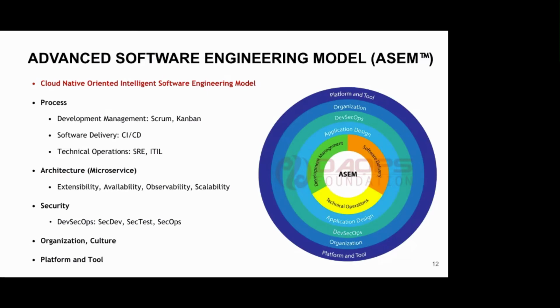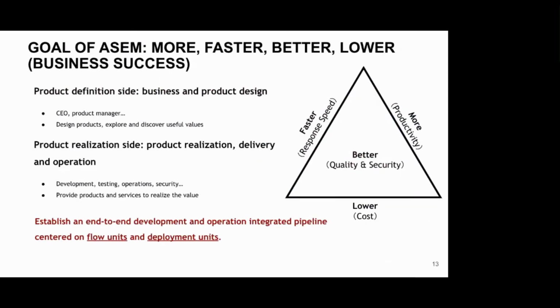Okay, so this is the ASEM, as we named it, and the goal of the ASEM is to be faster, better, and lower cost. It is just business success. We have two different sides. The left side is about product definition. We need to make the business and the product correct. We need to do the correct things.